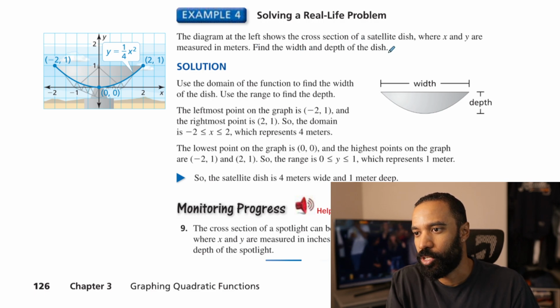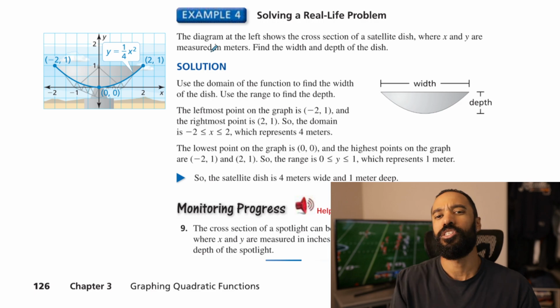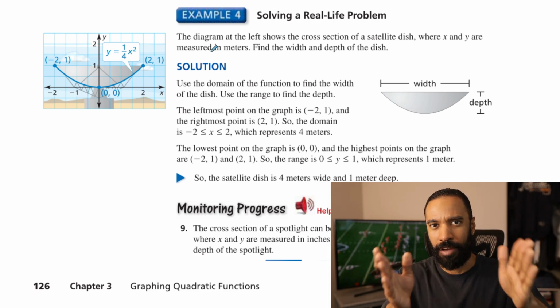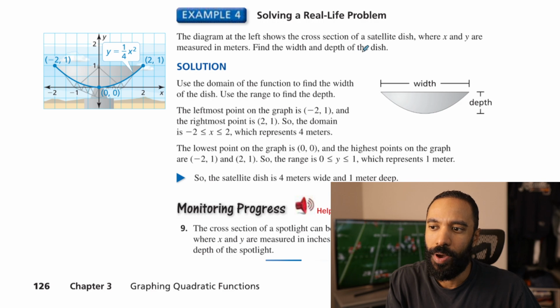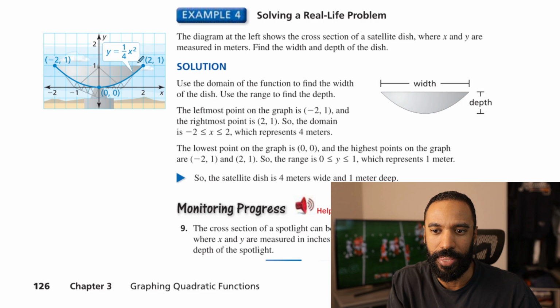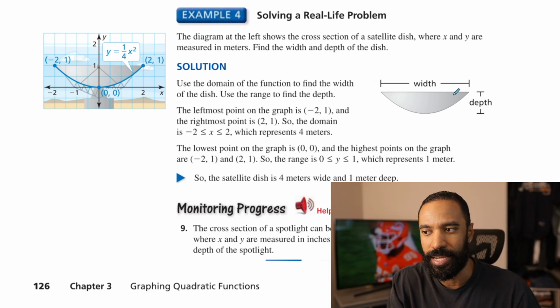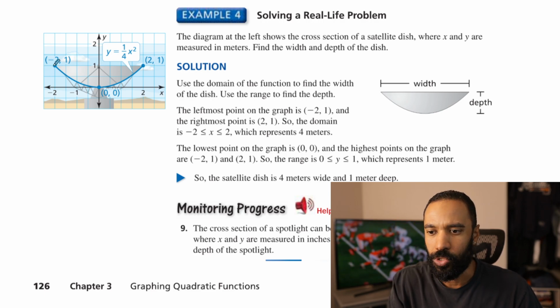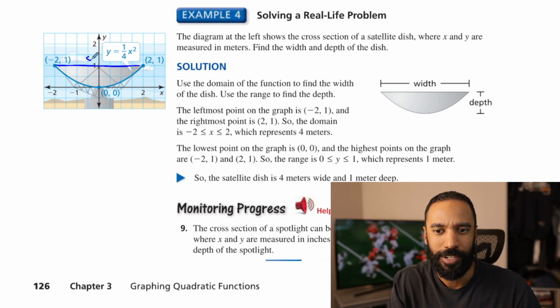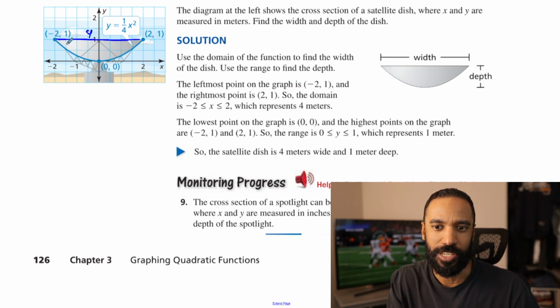The diagram at the left shows the cross-section of a satellite dish where x and y are measured in meters. I guess satellite dishes need them too. It's something about the reflection pieces, the way that they can work off of the actual curve. Find the width and depth of the dish. Okay, so based off this, they have y equals 1/4 x squared that give you some of the ordered pairs to look at here. They want you to say how wide is it and how deep is it. So we're really just looking at the graph. It's just how far does it go from -2 to 2, and that distance is 4. That distance is 4 meters there.